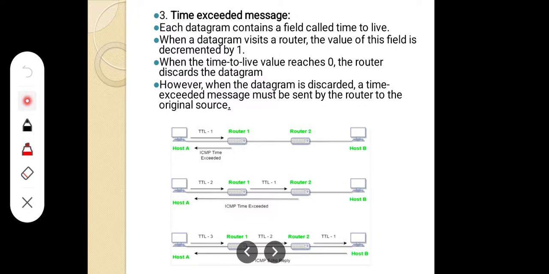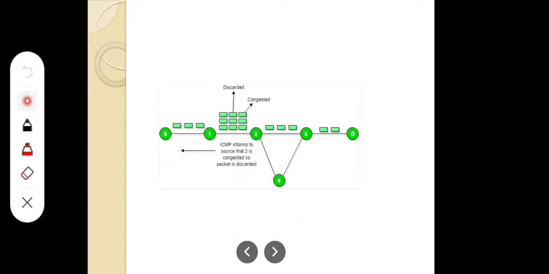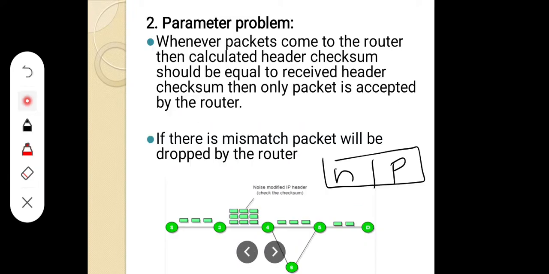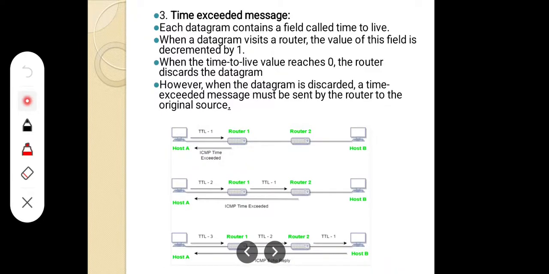Clear? We have already talked about the source quench message, then the parameter problem message. If the header has an issue, that also must be reported to the source. Then here, if the datagram or packet expires, it must be reported to the source.